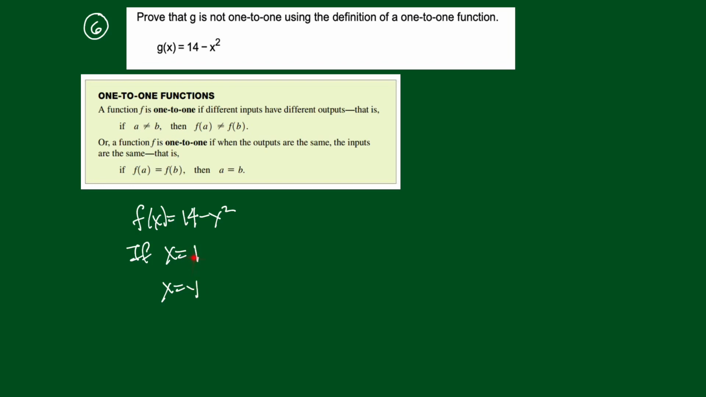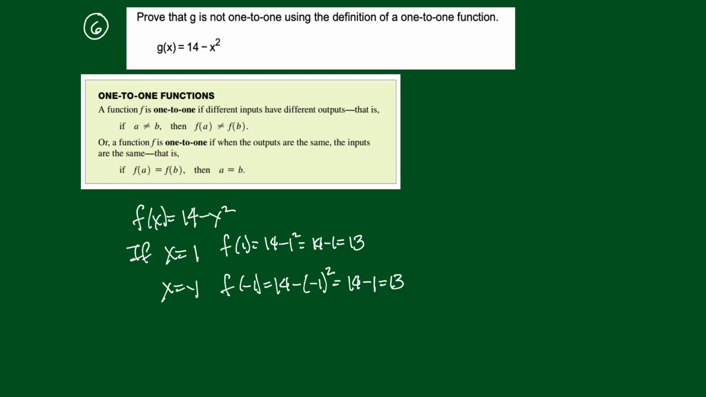Now, let's compute. Put 1 and negative 1 into our function right here. So f of 1 is going to be 14 minus 1 squared. That's 14 minus 1, which is 13. And then put in the negative 1. So if I put in negative 1, I get 14 minus negative 1 squared, which is 14 minus 1, negative 1 squared is 1, equals 13.